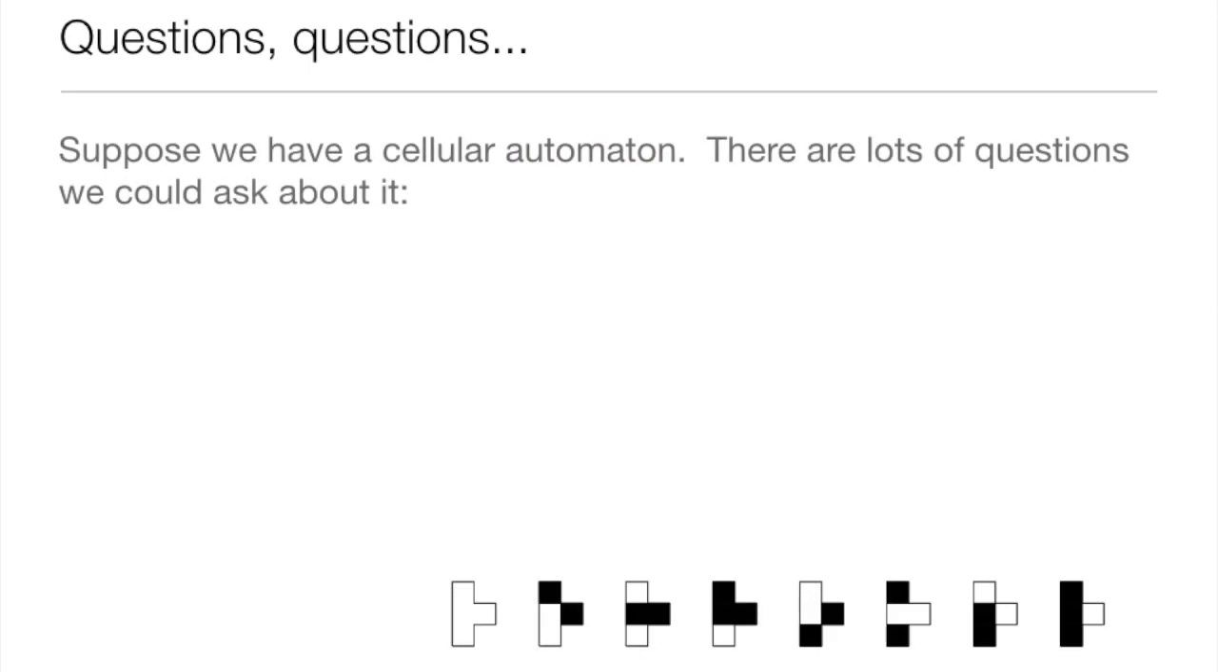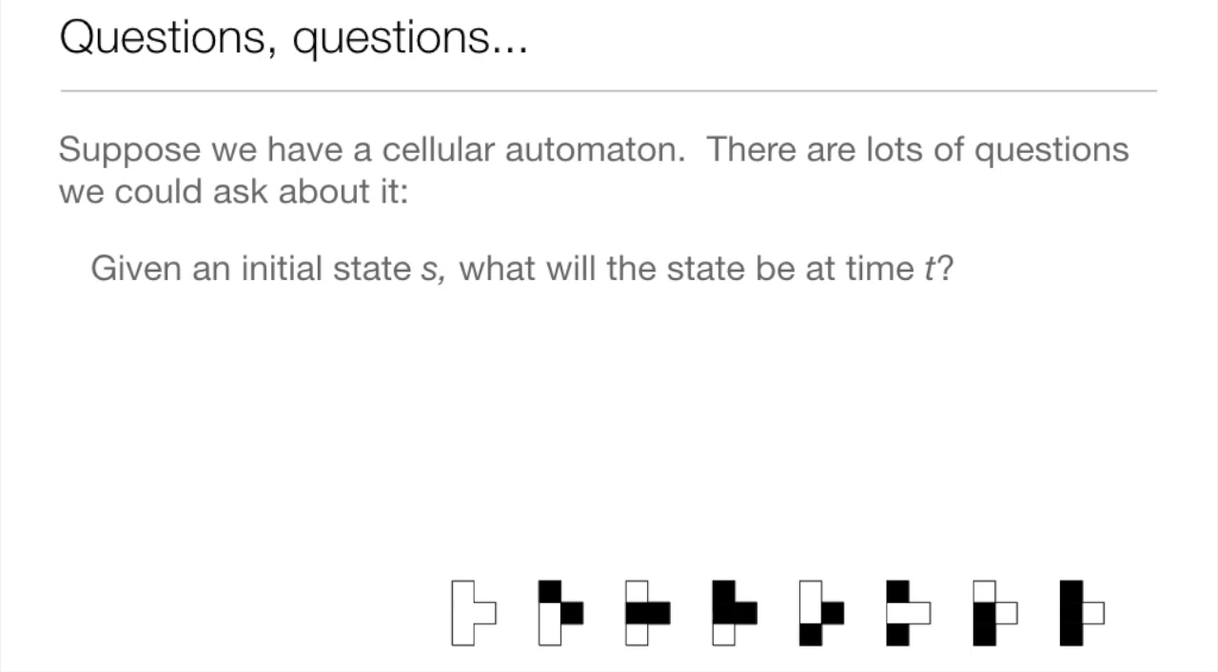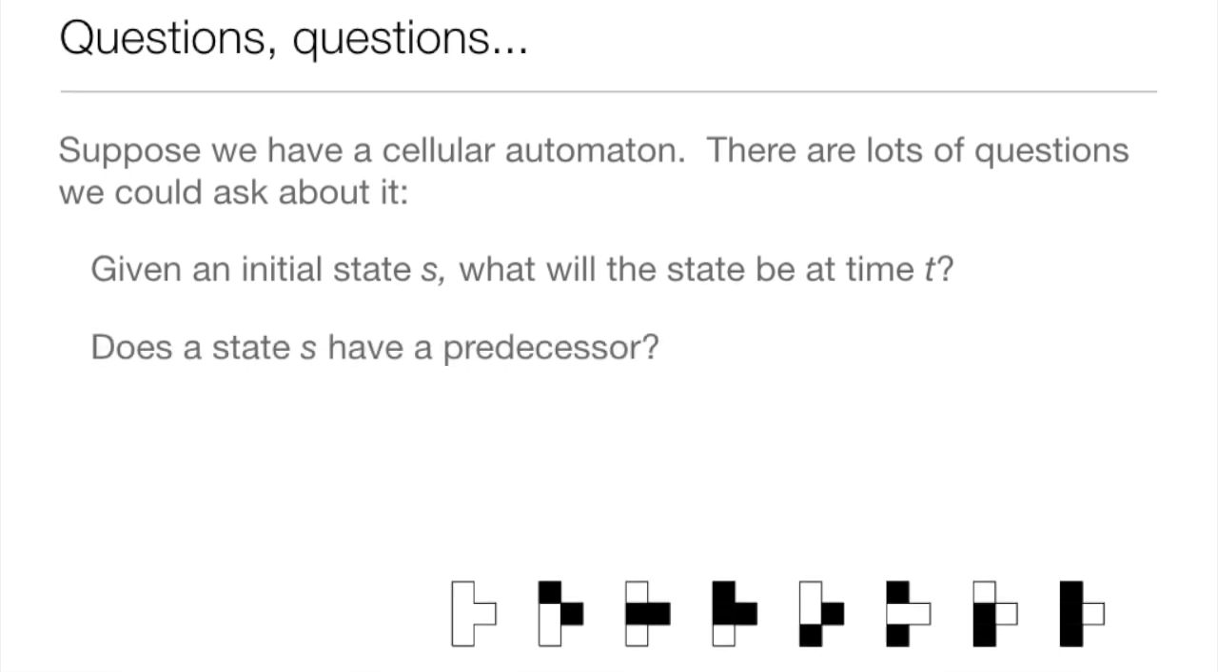So let's look at a couple of different questions we can ask about this cellular automaton. One is kind of the vanilla prediction question. If I tell you the initial state, and I have a certain number of time steps, t, and I ask you what will the state be t time steps in the future? That's a perfectly reasonable question. I could ask an interesting time-reversed question. I could say, given a state, does it have a predecessor? Is there a state which would lead to this one after one step? That's asking, can the evolution be reversed?